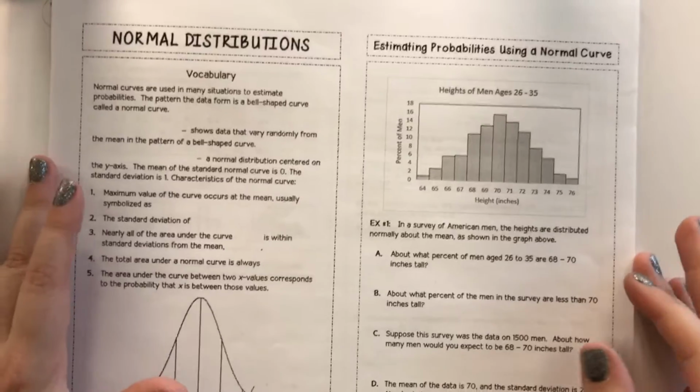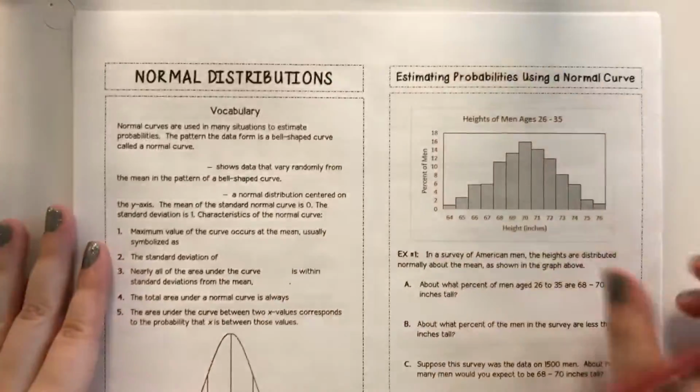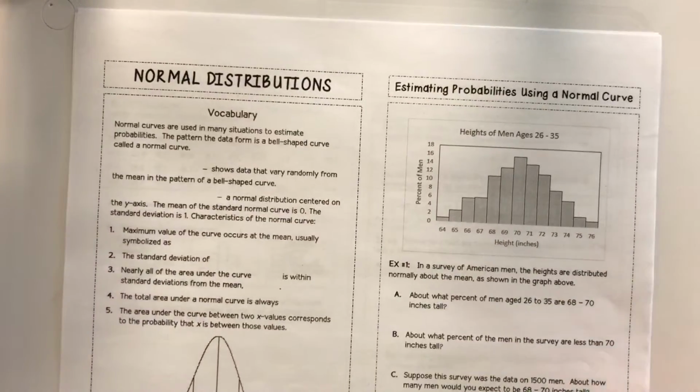Okay, so concept 7 is all about normal distribution. My papers are a little different because they're not back to back, but they're all the same ones that you have. So just follow along with me as best as you can. So the first thing we have is vocabulary.